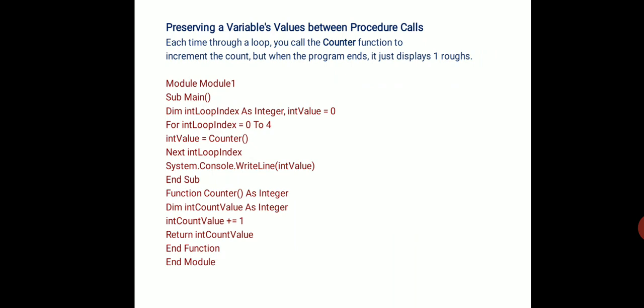The for loop will execute 5 times, and intValue starts at 0. intValue will be incremented. See, the Counter function is called here, 5 times. See the function: Function Counter As Integer, Dim intCountValue As Integer. Inside the function you have declared a variable, intCountValue As Integer. So intCountValue += 1, that is intCountValue equals intCountValue plus 1, and Return intCountValue.